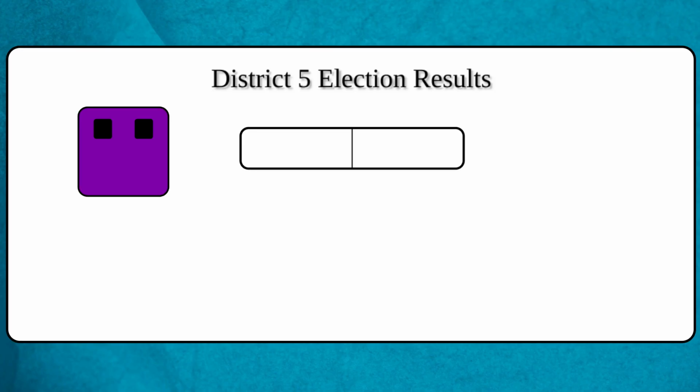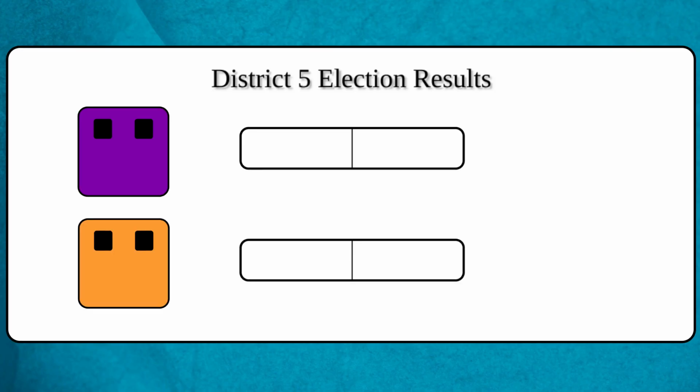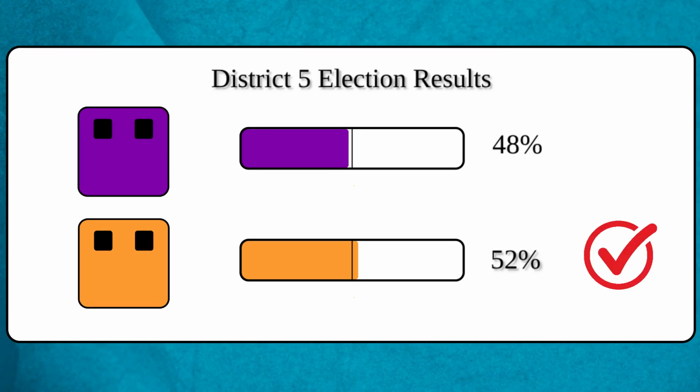As a specific example, let's say that there are two candidates in a given district who are running for a seat in their national legislature, one from the Purple Party and another from the Orange Party. In the end, the Orange Party candidate receives 52% of the vote, and the Purple Party candidate got only 48%. Very simply then, the Orange Party candidate has won because they received the most votes out of the two choices.